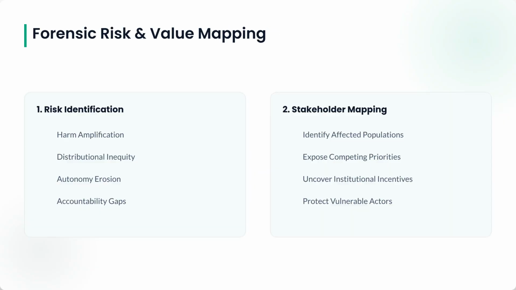Forensic risk and value mapping includes risk identification, focusing on harm amplification, distributional inequity, autonomy erosion, and accountability gaps. Stakeholder mapping identifies affected populations, competing priorities, institutional incentives, and vulnerable actors.